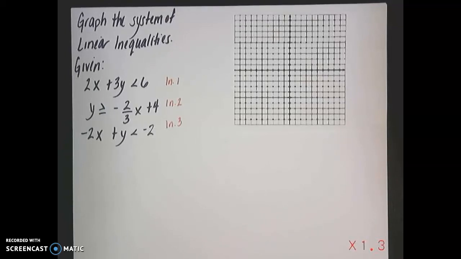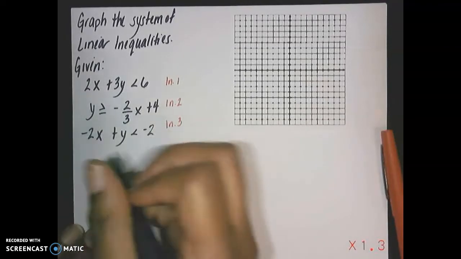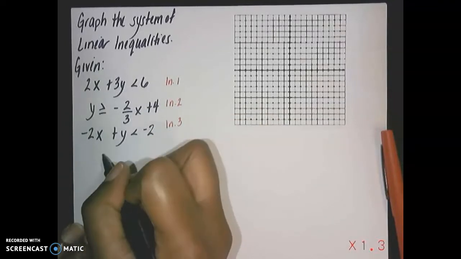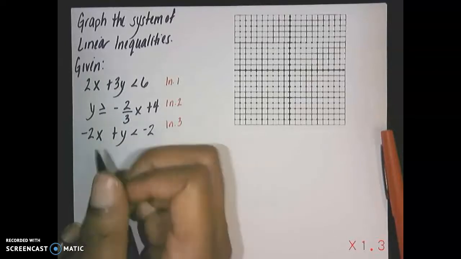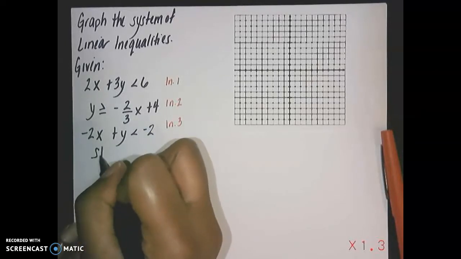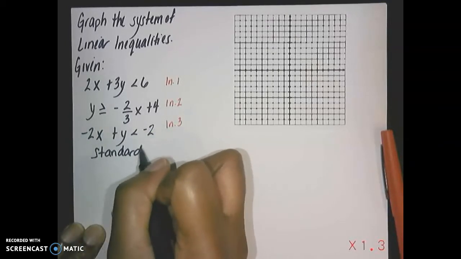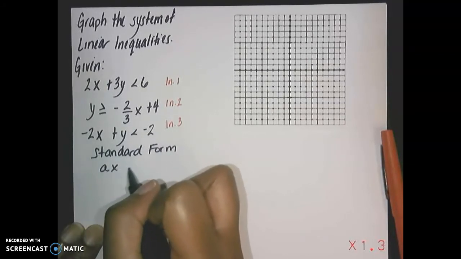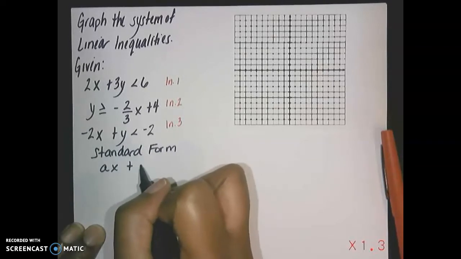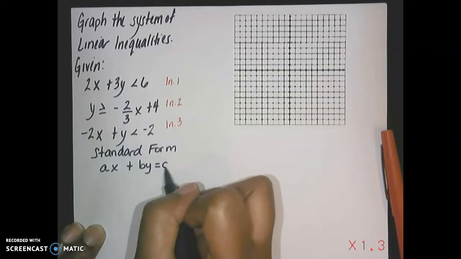So we're going to graph a system of linear inequalities, and this is just your second example of the cases here. So in the first inequality and the third inequality, I need you to notice something. These two inequalities in 1 and 3, 2x plus 3y is less than 6 and negative 2x plus y is less than negative 2, are in standard form of a linear inequality. Standard form is when you have an inequality or equation that looks like ax plus by equals c.